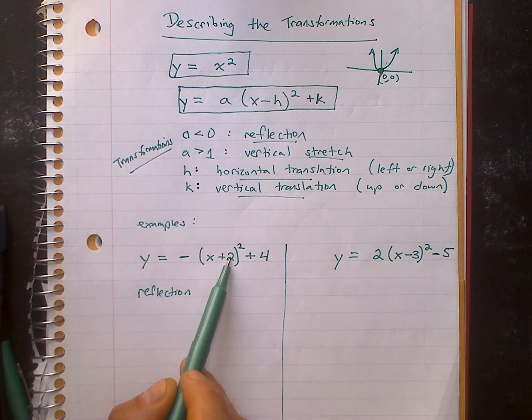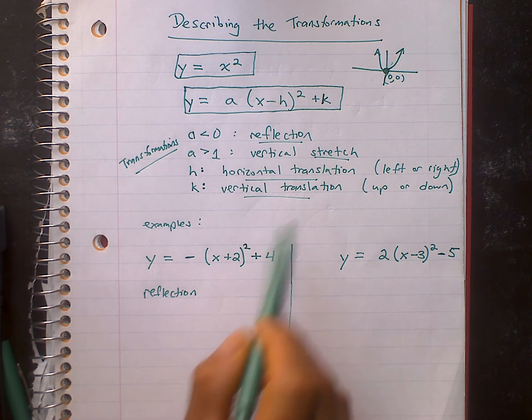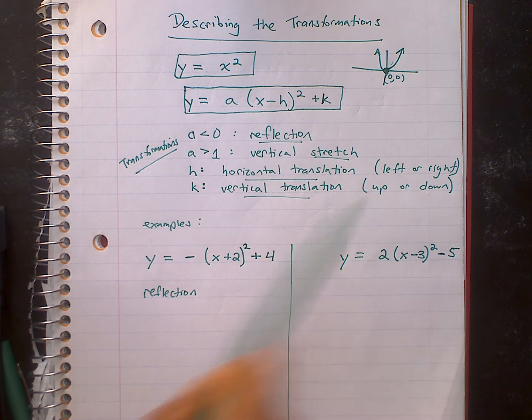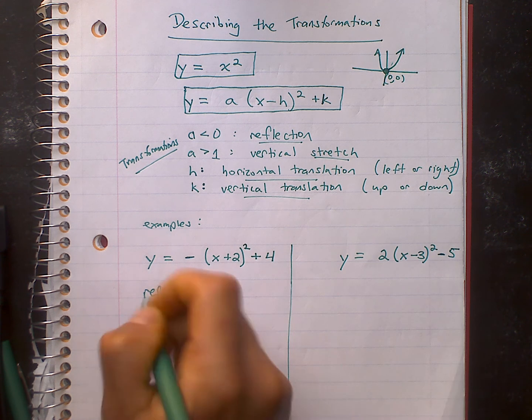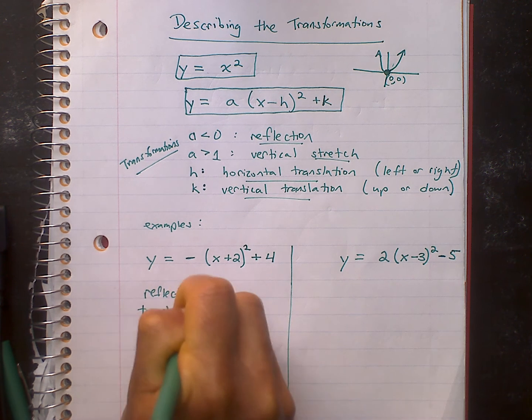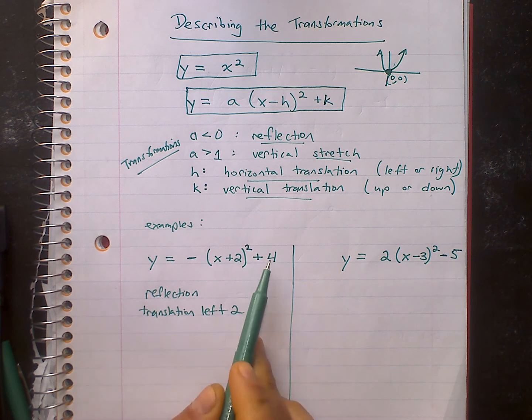The h value is actually negative 2. We talked about this, that this actually moves the vertex to (negative 2, positive 4). So that is moving in the direction of left or right. That would actually be moving it to the left because this is a plus sign right here. So I'm going to write the vocab word, translation left 2.